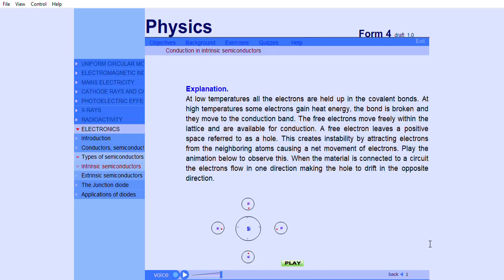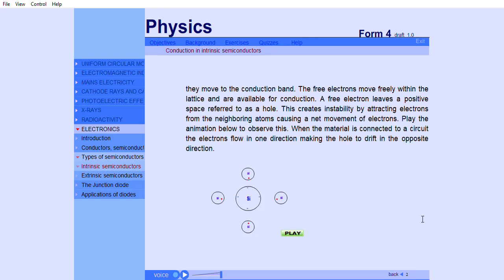Explanation. At low temperatures, all the electrons are held up in the covalent bonds. At high temperatures, some electrons gain heat energy. The bond is broken and they move to the conduction band. The free electrons move freely within the lattice and are available for conduction. A free electron leaves a positive space referred to as a hole.